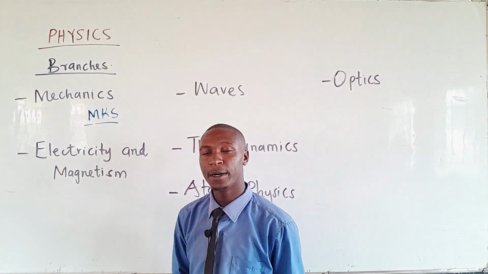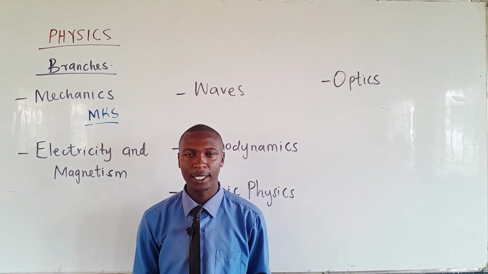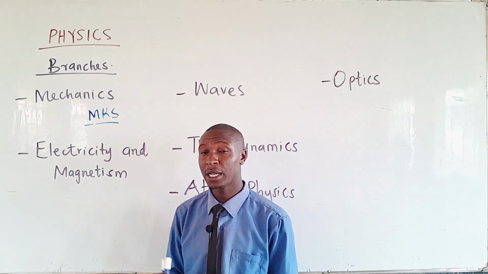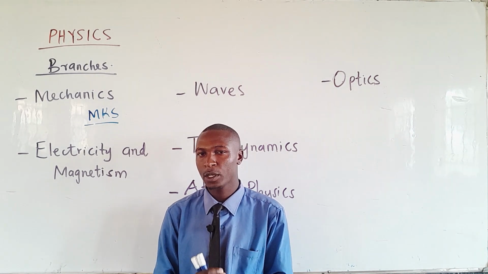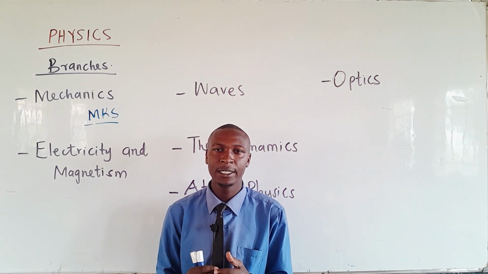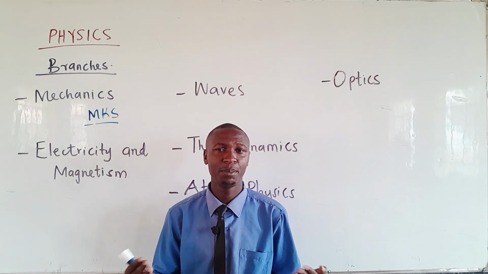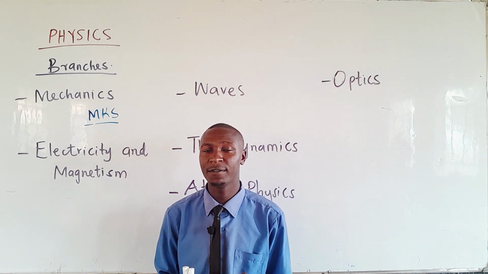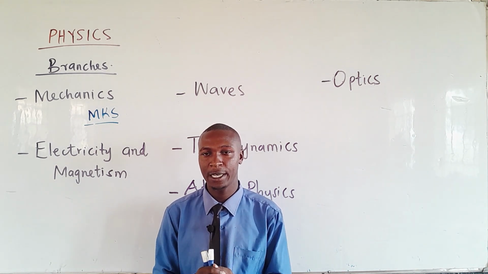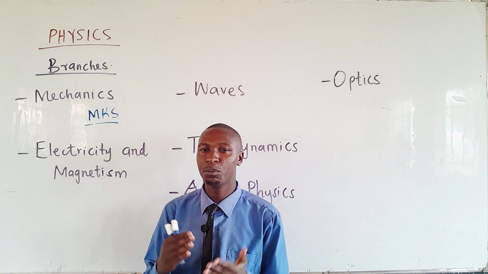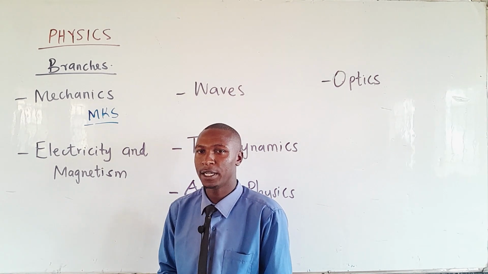Now the second branch of physics, we are going to talk about electricity and magnetism. Well, we are going to discuss how electric fields can be affected by the magnetic field, where we could have a magnetic field that is moving across an electric field. So what happens? Are we going to have a motion? What are we going to really see when the two interact?